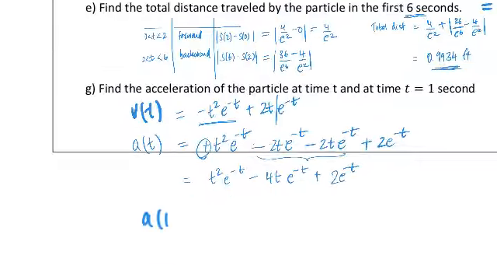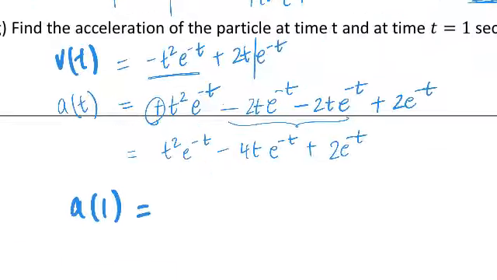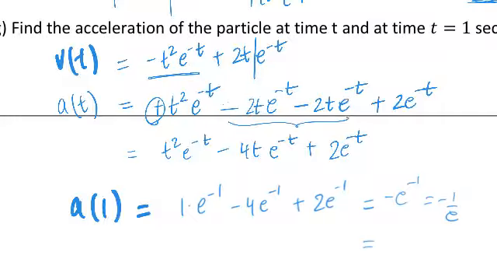And to find acceleration at 1, you just put 1 into everything, and you would get 1 times e to the negative 1 minus 4 e to the negative 1 plus 2 e to the negative 1, which all boils down to, I guess, negative e to the negative 1, or negative 1 over e. And in a calculator, that's about negative 0.3678 feet per second squared. Incredible.